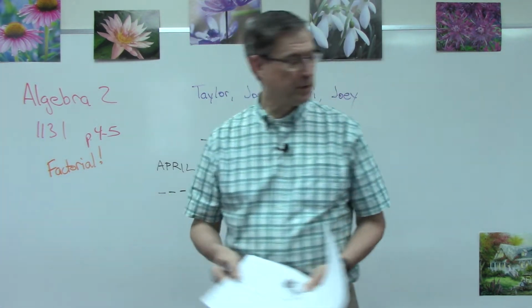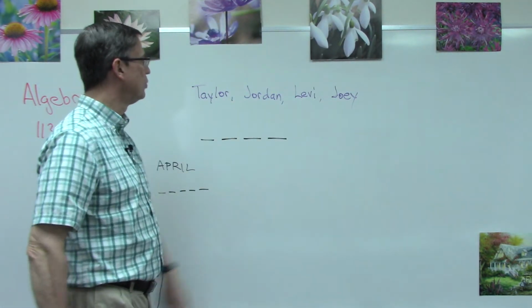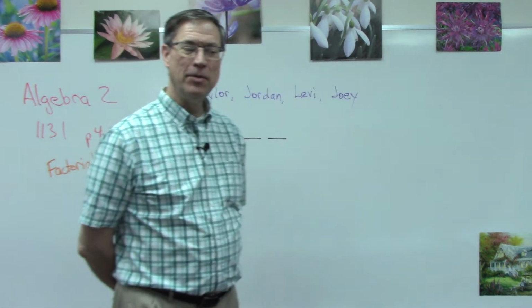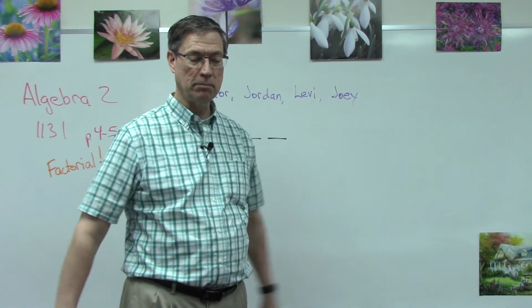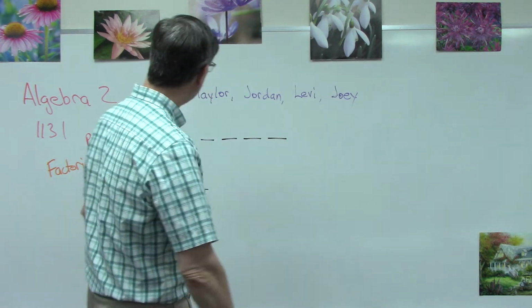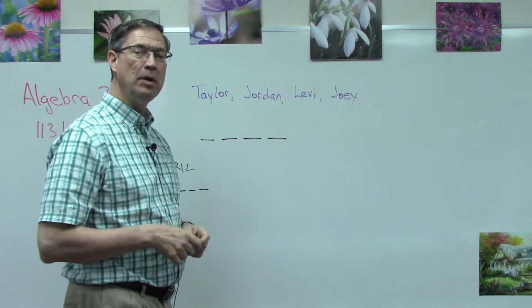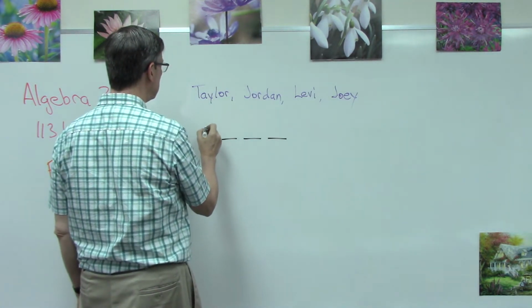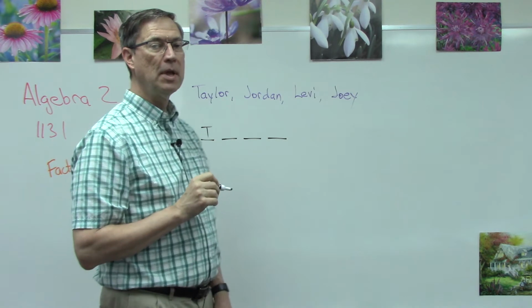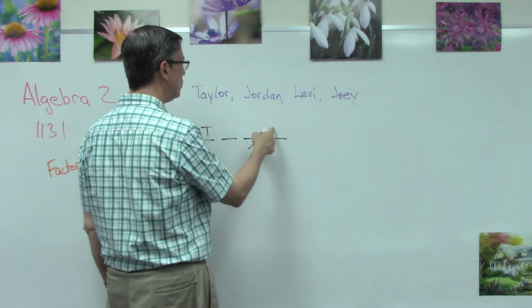It talks about, well, let me use a different example here. Let's say we have 4 boys, Taylor, Jordan, Levi, and Joey, and they are going to sit together at lunch at a table that has 4 chairs on one side. How many ways can they be arranged? Well, I can put Taylor in this seat, and I can put Jordan next to him, and then Levi and Joey.